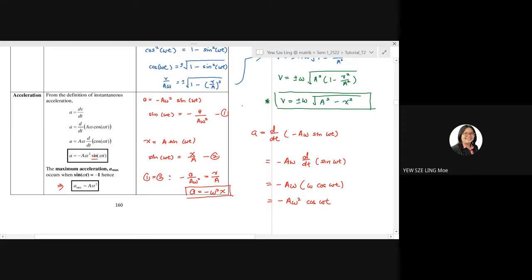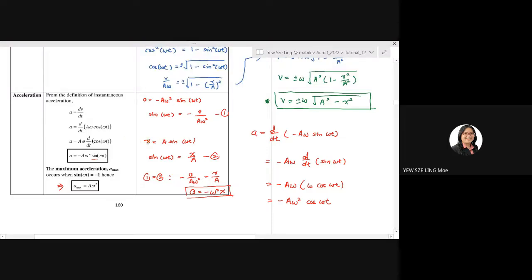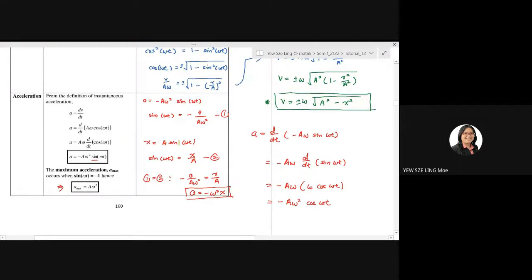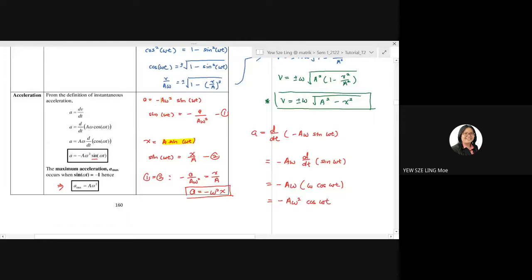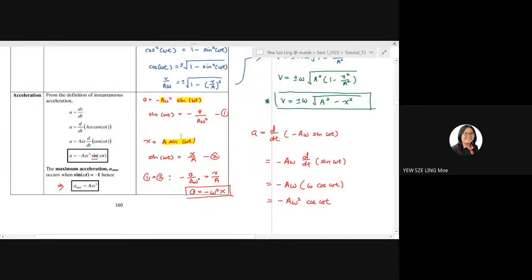So done. Basically that is the definition for acceleration. Very simple. Now sometimes you can even do it in a simpler way. If you look at these two equations, x equals a sine omega t, and a equals negative a omega square sine omega t, you have a and sine omega t in both. So basically you can straight away substitute x into the equation.